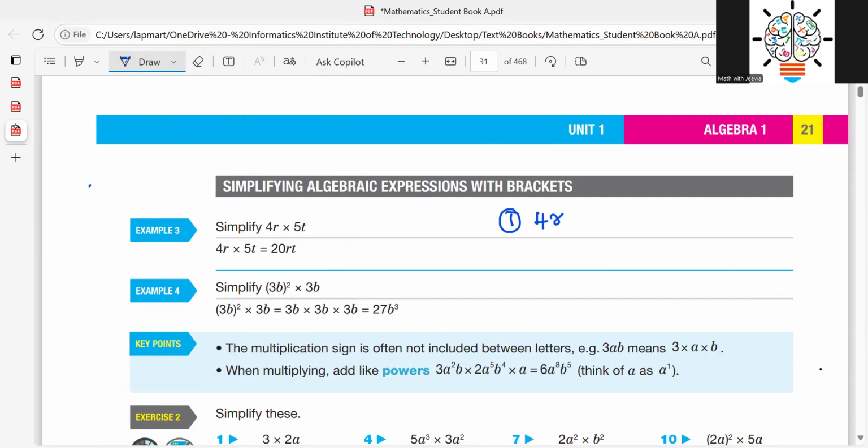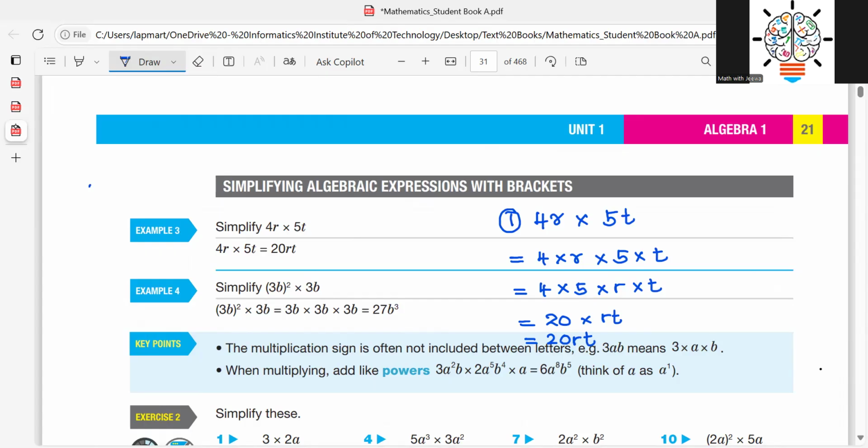Let's say you have 4r times 5t. First, what I do, children, I expand everything like this. This is easier for me. Then I take the numbers, 4 times 5 and r times t. 4 times 5, 20, r times t, rt. So then my answer will be 20rt. Okay, this is the first example, right? 4 times 5, 20, r times t, rt, 20 times rt, 20rt, right?